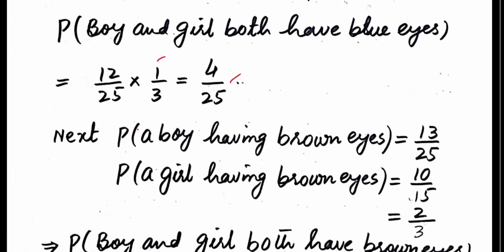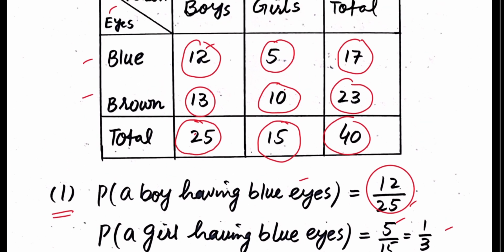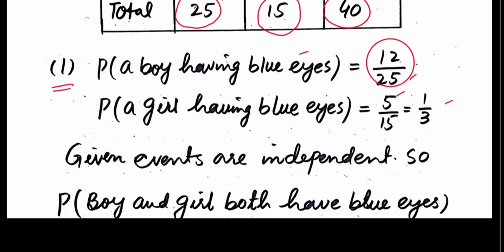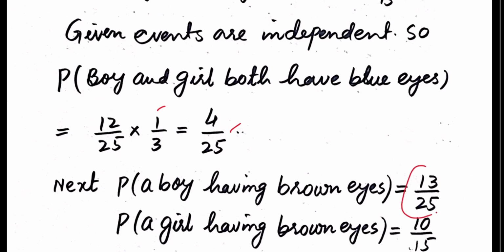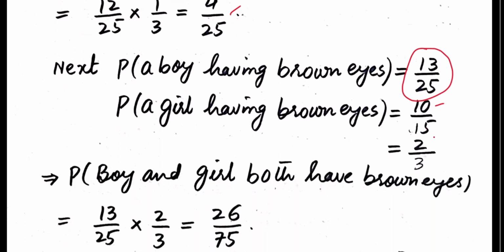Next, we have to find the probability of a boy and a girl both having brown eyes. Probability of a boy having brown eyes. There are 13 boys that have brown eyes out of 25. So this is 13 over 25. Similarly, a girl having brown eyes, these are 10 out of 15. That is 2 by 3 here.